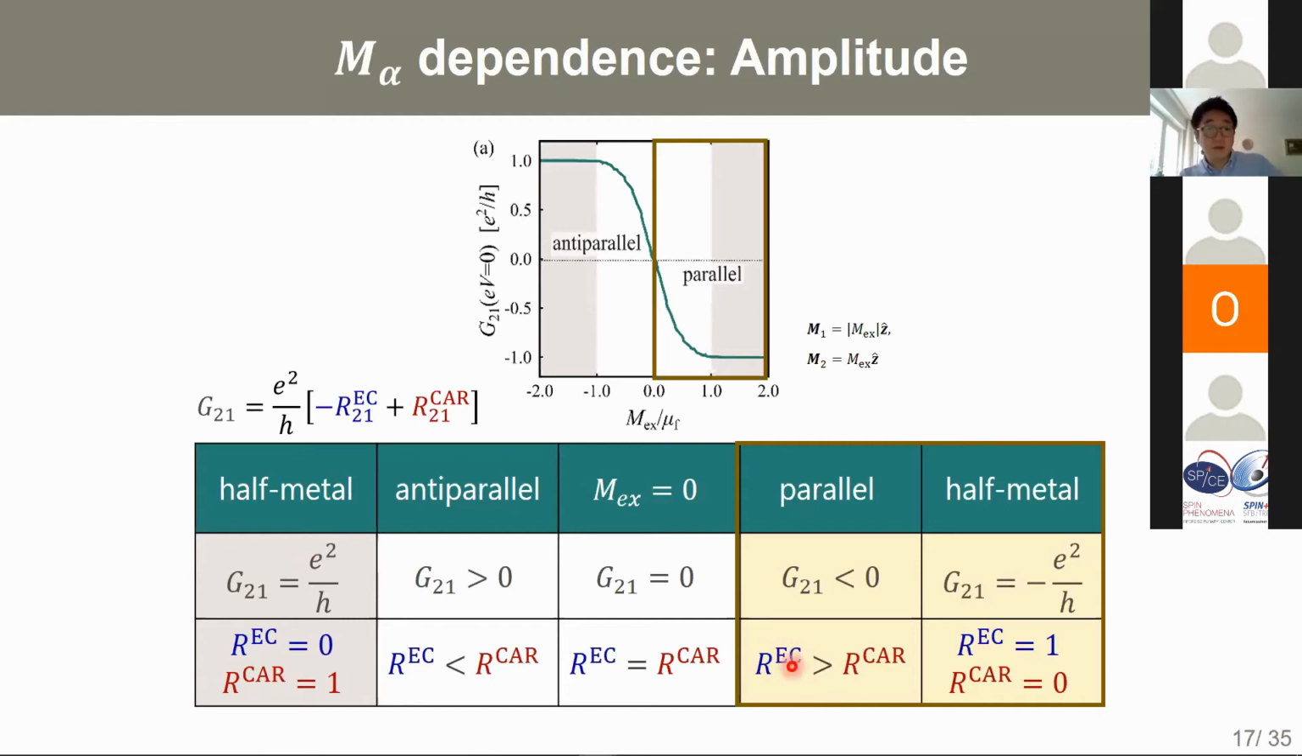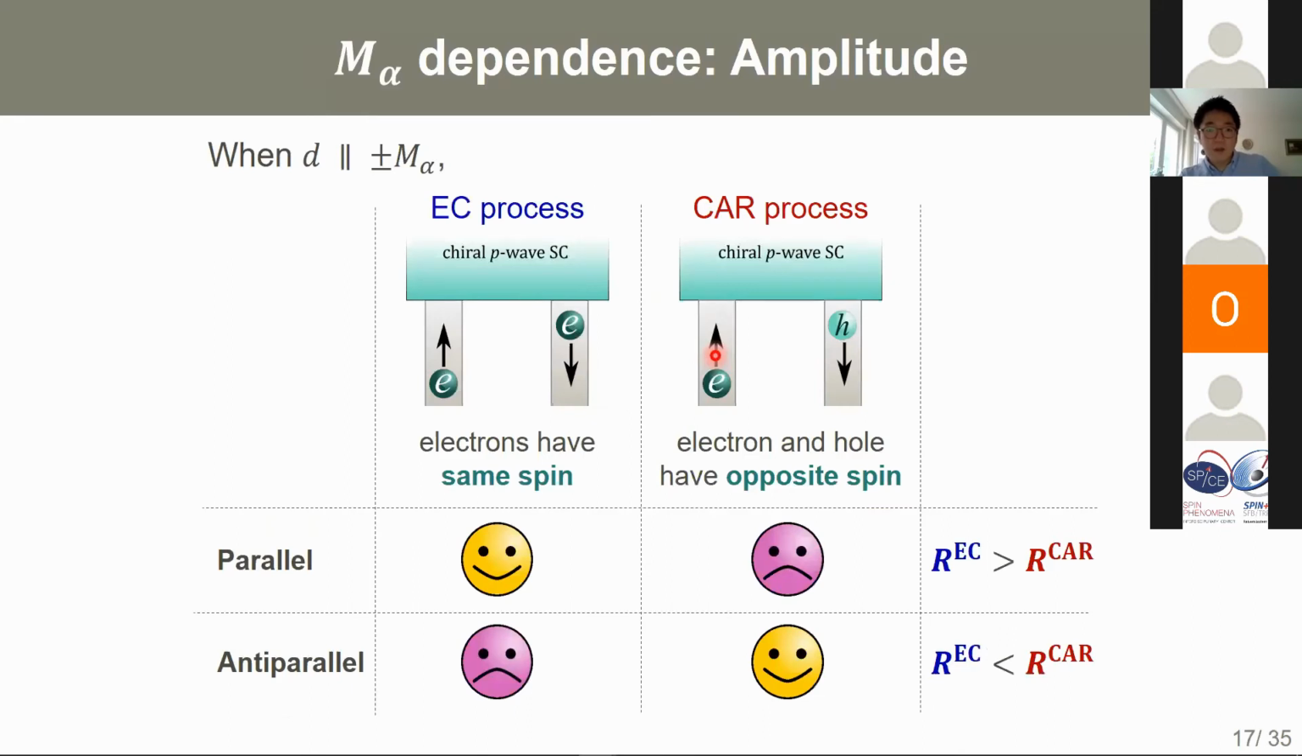In the next slide, I want to explain why this kind of result can be obtained. When the d vector is parallel or antiparallel to the exchange potential magnetic moment, elastic cotunneling occurs between electrons having the same spins. On the other hand, crossed Andreev reflection occurs between an electron and a hole having opposite spins. So with the parallel magnetization, the equal-spin scattering process is never disturbed, whereas the spin flip in the crossed Andreev reflection is disturbed.